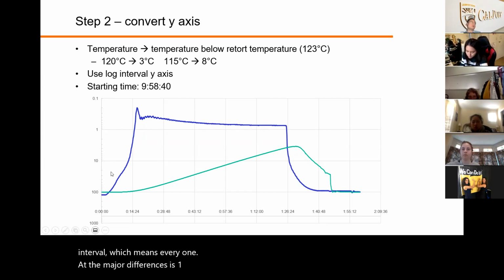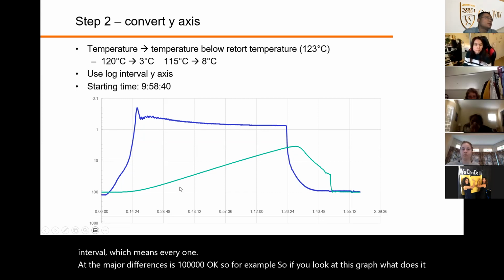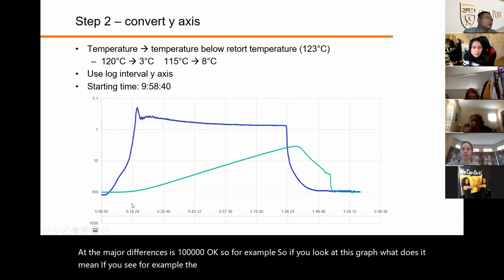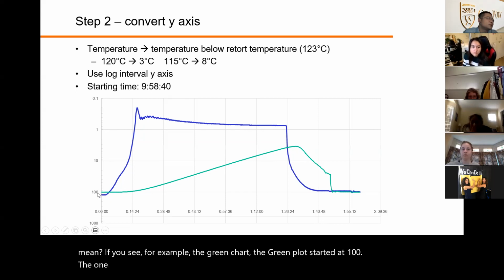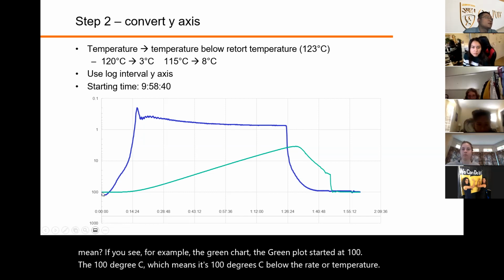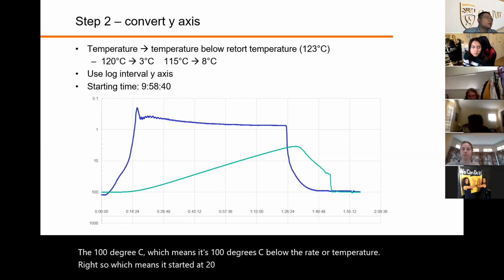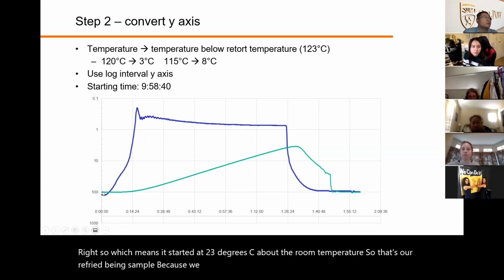Okay, so for example, if you look at this graph, what does that mean? If you see the green plot, it started at 100 degrees C, which means it's 100 degrees C below the retort temperature, right? So it started at 23 degrees C, about room temperature. So that's our refried bean sample, because we started at room temperature as a canned product, right?